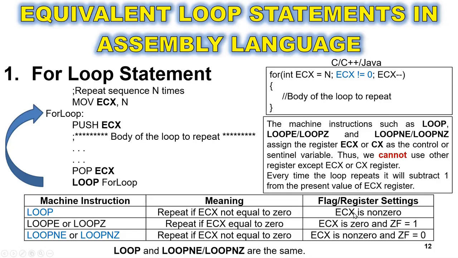In this third column, when we use the loop command, it does not affect the flag register. But if we use loop E, the flag register ZF will contain a value of 1 every time the present value of ECX is 0. When we use loop NE or loop NZ, the value of the ZF register will be 0 every time ECX contains a non-zero value.